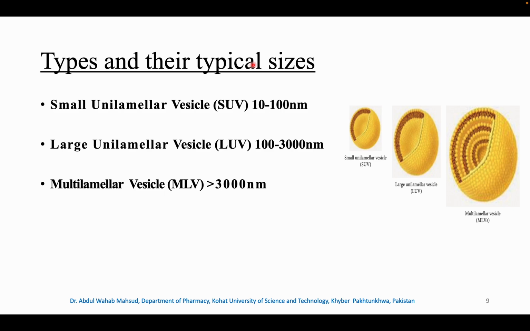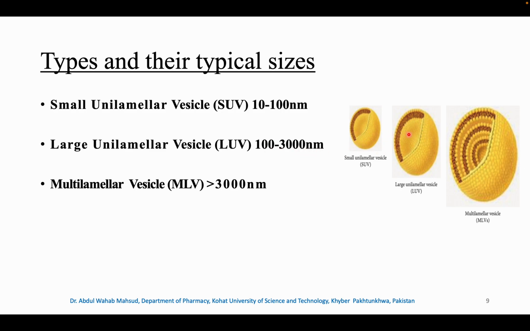So types and their typical sizes. Sizes of what? Sizes of niosomes. So these are the different types and their sizes of niosomes. You can see small unilamellar vesicle size is from 10 to 100 nanometer. As you can see over here, it is the unilamellar niosome. So large unilamellar vesicle, as the name indicates, the size is from 100 through 3000 nanometer.